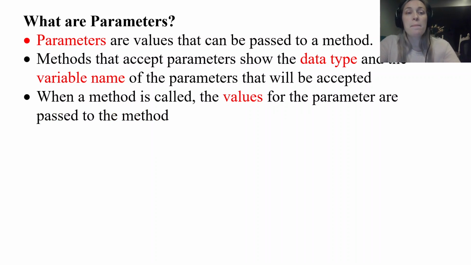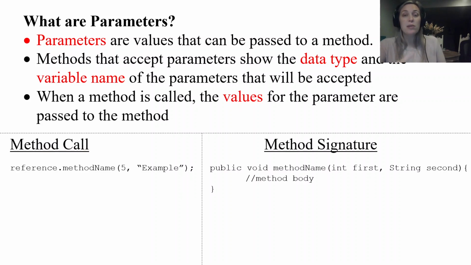When a method is called, the values for the parameter are passed to the method. So we have two things: a method call and a method signature. The method call is a statement that'll happen inside of whatever program you have, and it calls on the method, and the method signature is what defines the method. So that's what you'll see here in your notes, method call and method signature.